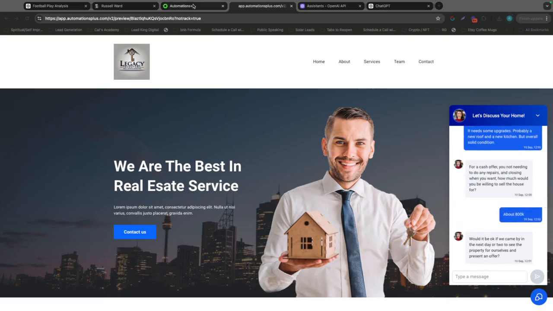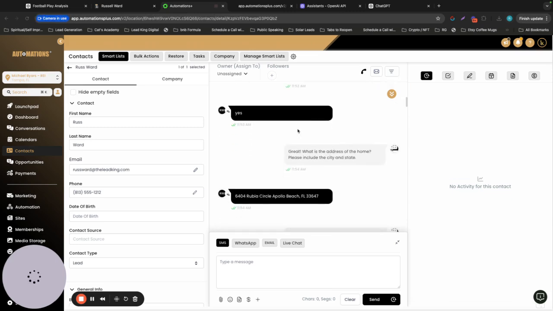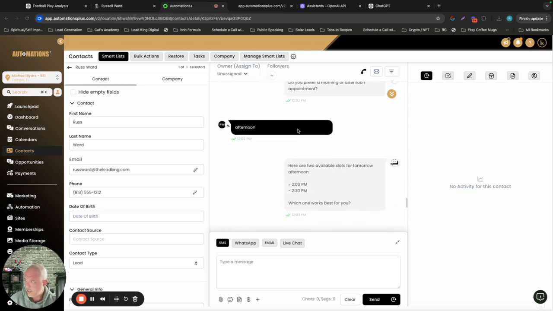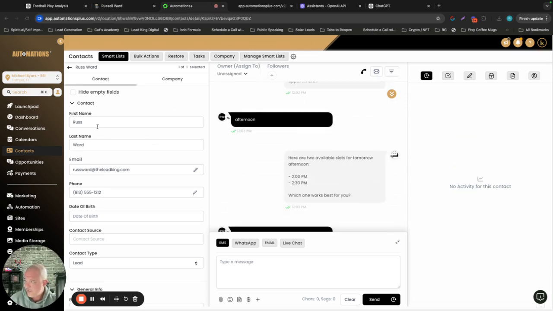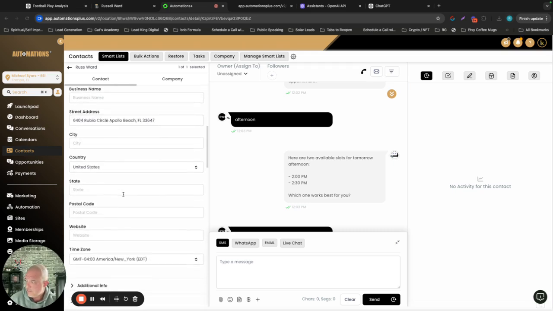Now, over here on the HighLevel side, I just want to show you what this looks like. So this is the conversation as you would see it from the HighLevel side. And this is all the same stuff that you would have seen on the other side. But what I want to show you is it saved all the contact info correctly. It says my name, my email, my phone number. And then down here, it saved my street address appropriately.